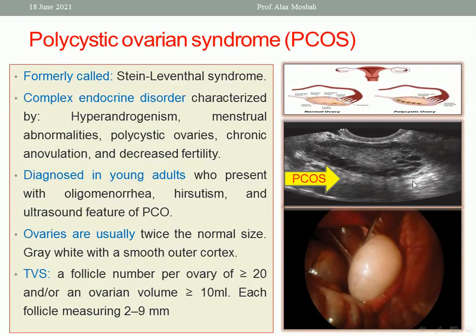Okay? This is a picture by laparoscopy. As you see, the macroscopic picture of the ovary looks enlarged, nearly twice the size of the normal ovary, with thick, glistening, smooth capsule, as you see here, cortex, as you see here. There is no corrugation, just a smooth, thick, whitish capsule like a goose egg. Okay? So this is the picture by laparoscopy, and this is the picture by transvaginal ultrasound.